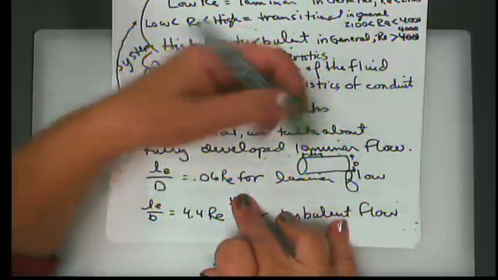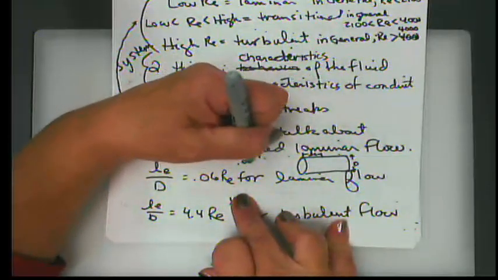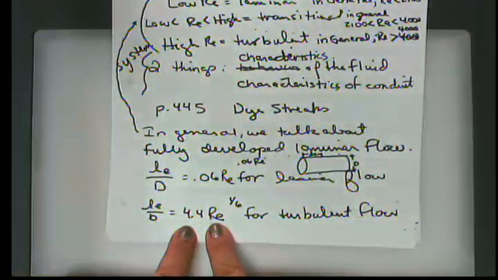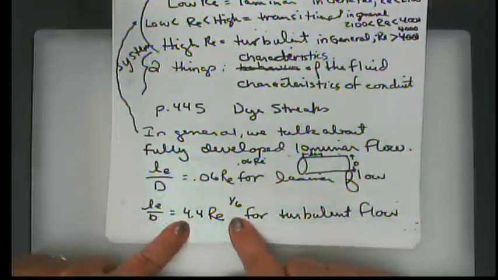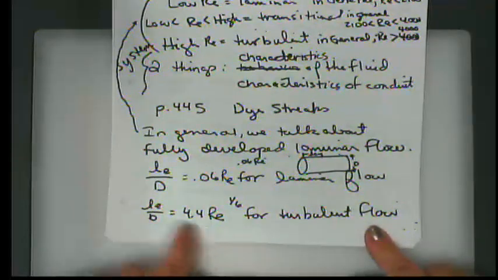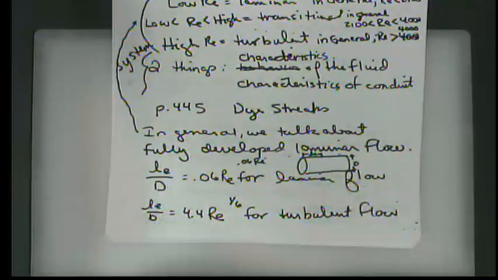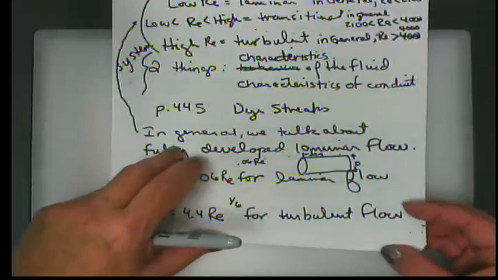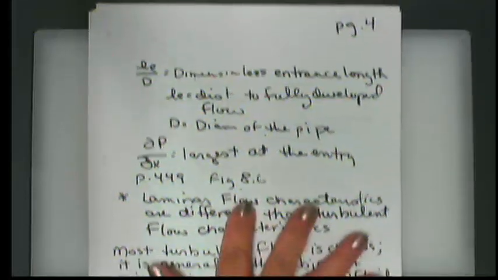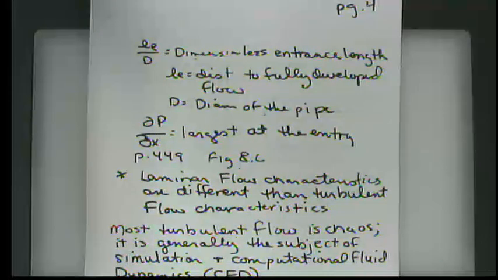But this ratio is going to be 0.06 times the Reynolds number for laminar flow, and it's going to be significantly different for turbulent flow. You can see that the constant is bigger, but we also have Reynolds number to the 1/6 power, which means that for turbulent flow, the Reynolds number becomes less of an effect. In other words, it's less important to find out how far we're going to have to go into the tube before we get to fully developed flow if we are in turbulent flow. All right, and just to continue with that, the L sub e over D is called the dimensionless entrance length.